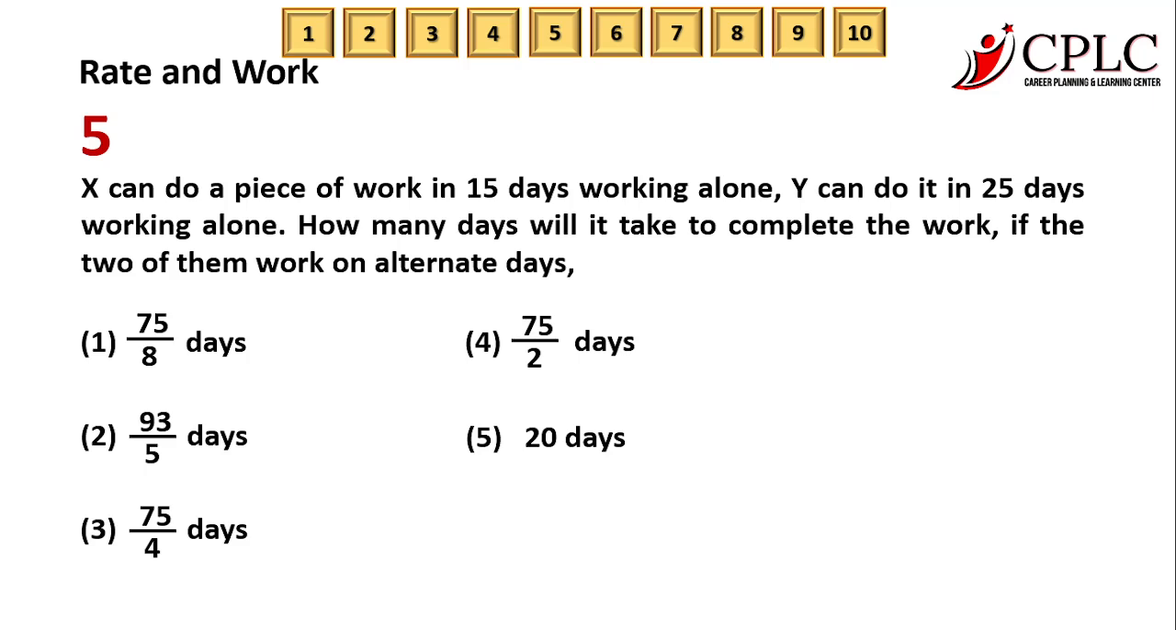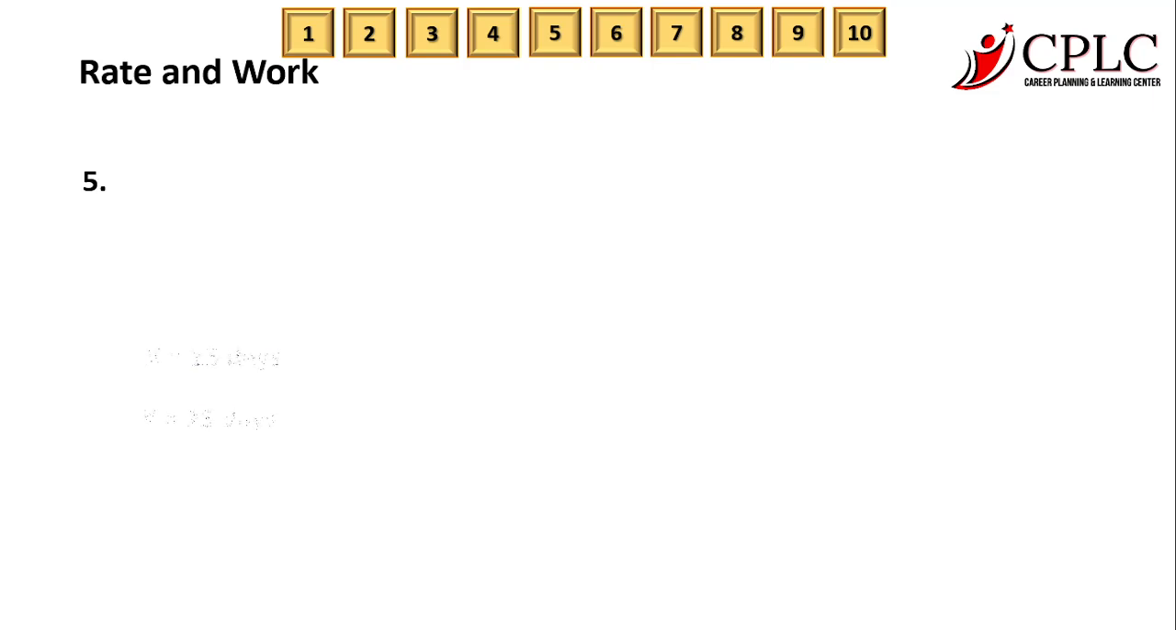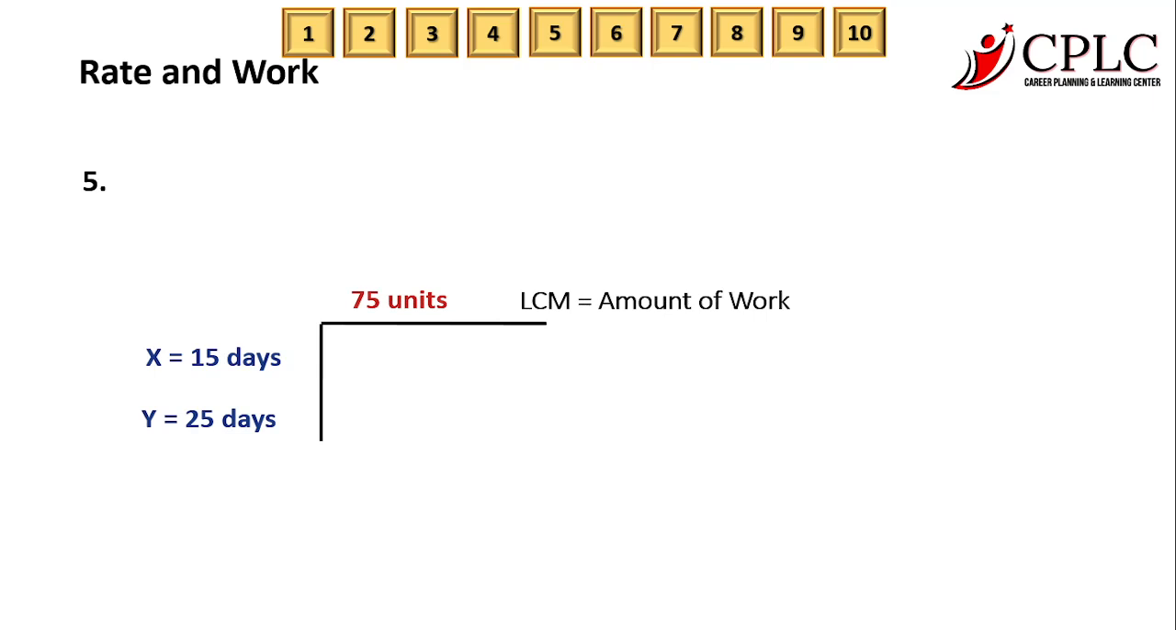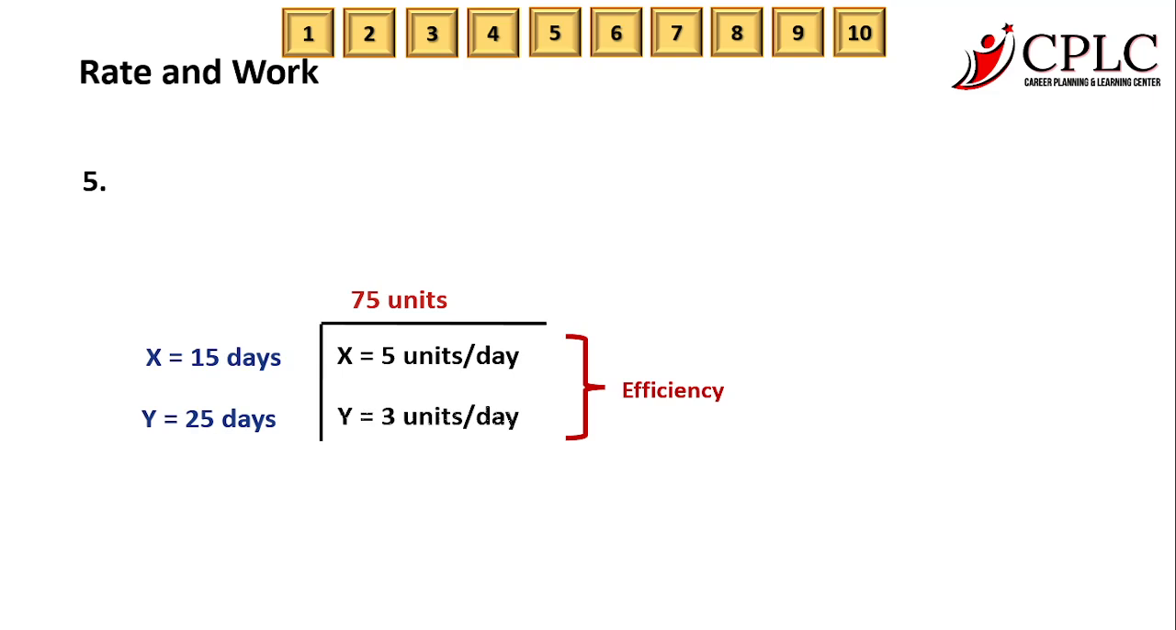So if we think about this particular idea and how we go about this, let's do the initial calculation first. X can do it in 15 days, Y can do it in 25 days. So whatever work is supposed to be done, it is common for both of them. So it should be the LCM of both of these numbers, the common multiple of 15 and 25, which is obviously 75. So let's assume that. And then the individual efficiencies: X can do 75 units in 15 days, so the efficiency of X is 5 units per day, since 15 times 5 is 75. And Y can do it in 25 days, so Y's efficiency is 3 units per day. This is the original initial calculation.